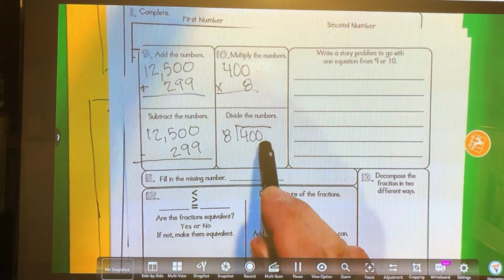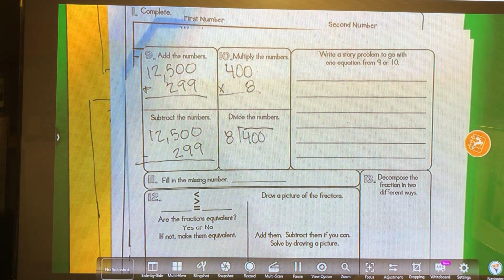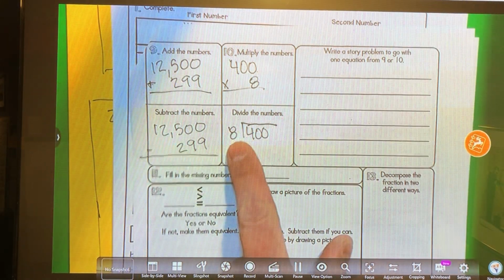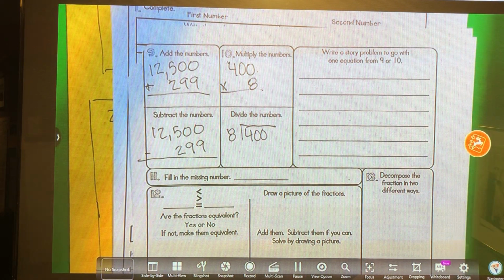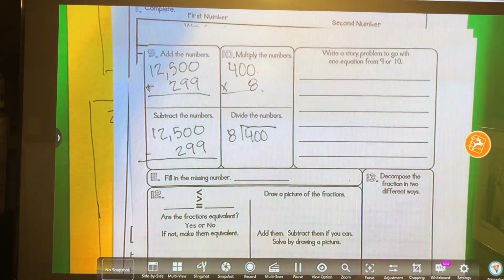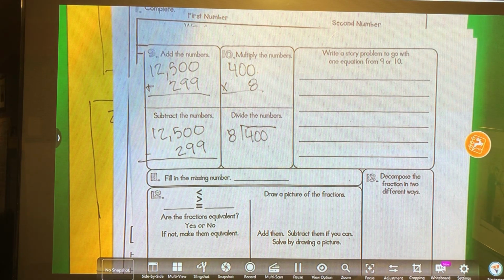And then 400 divided by 8. There's not a whole lot of room in here. If you need to use scratch paper to extend your long division down, by all means, please do so. Okay. Number 11.